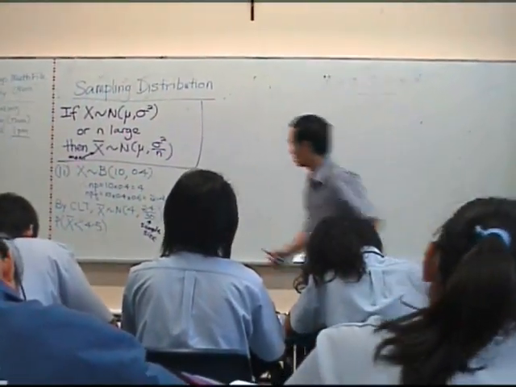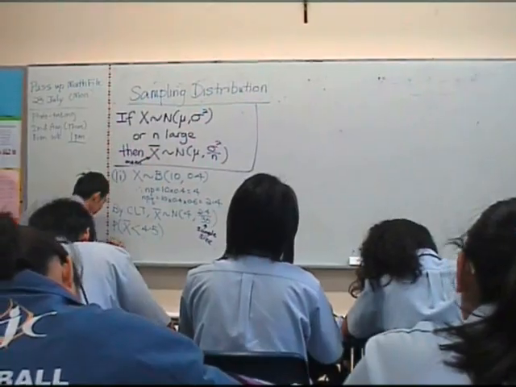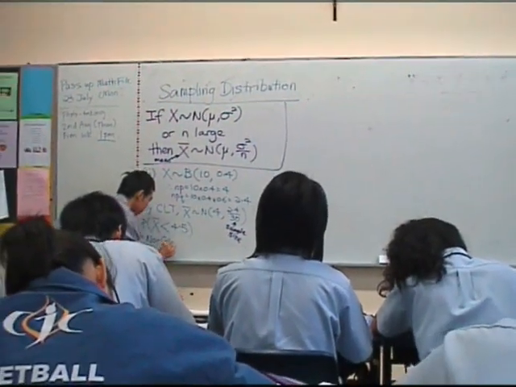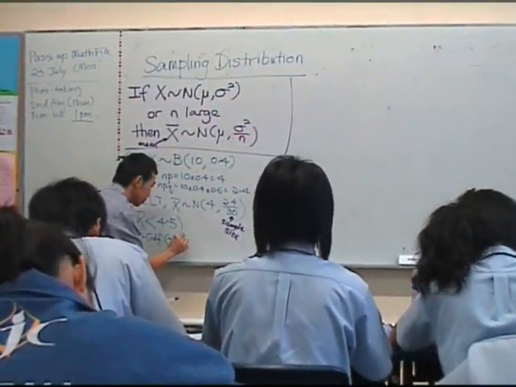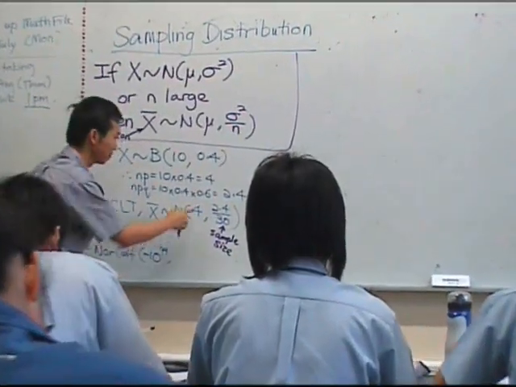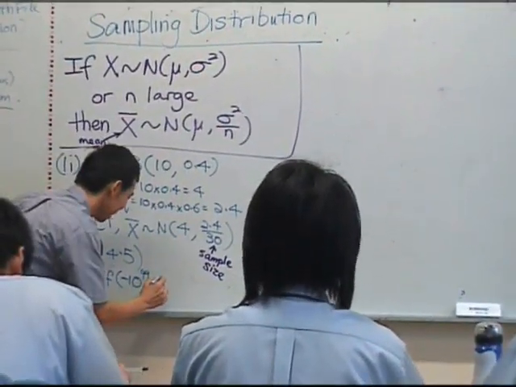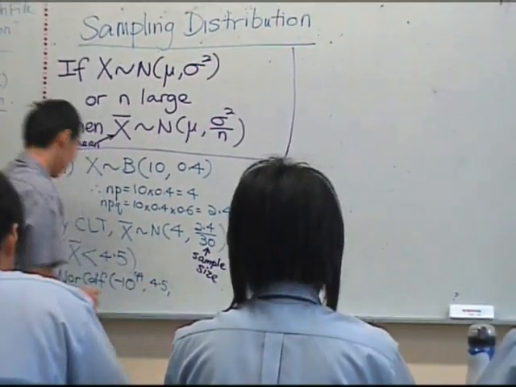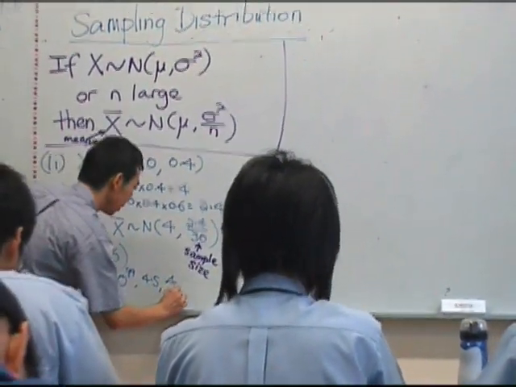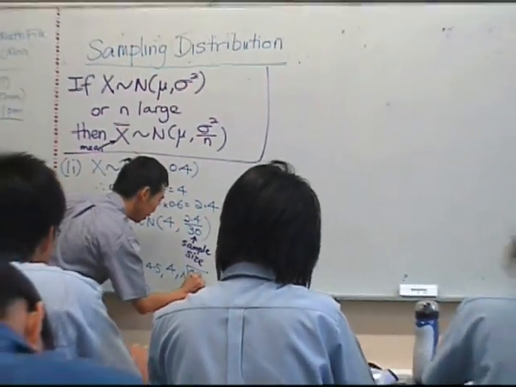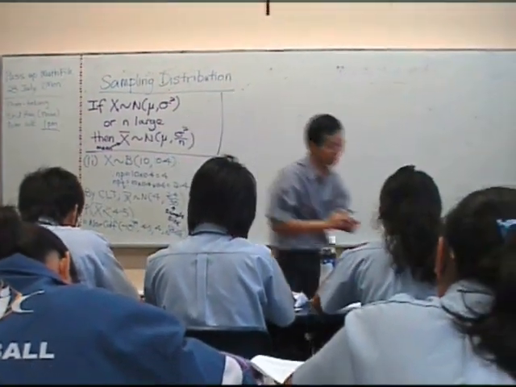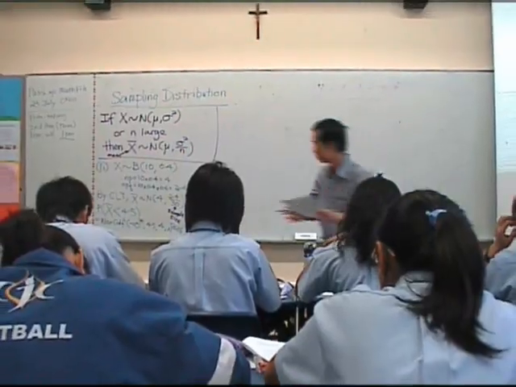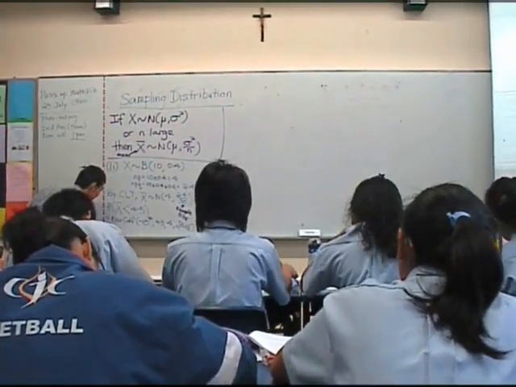If you have forgotten what the command looks like, it's normal CDF. See, mean and variance. Yes. Sounds familiar, 0.961. Three significant figures.